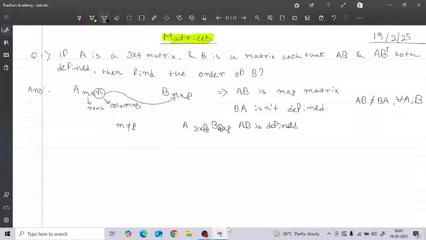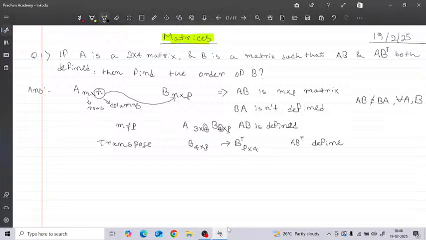Now we know what the transpose of a matrix is. If we interchange the rows and columns of a matrix, we will get the transpose of that matrix. So here B is something of 4 cross p form, so B transpose will be, if I interchange the rows and columns, a p cross 4 matrix. Now it is also given that AB transpose is also defined.